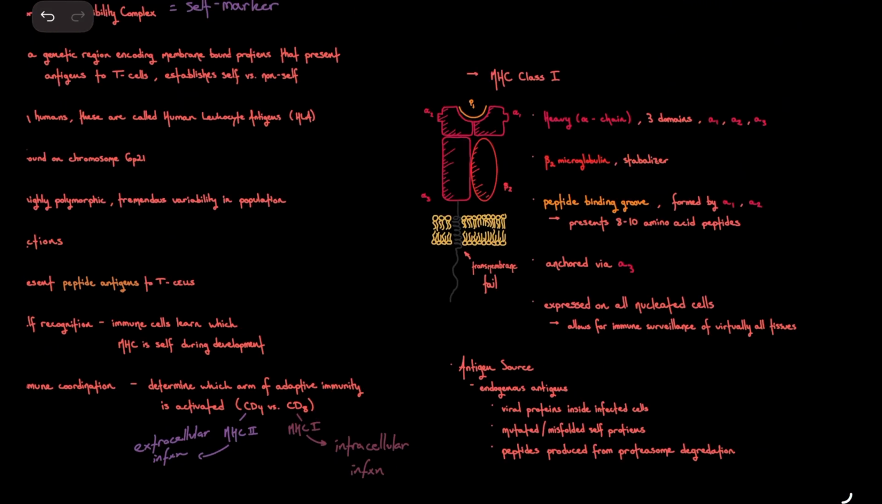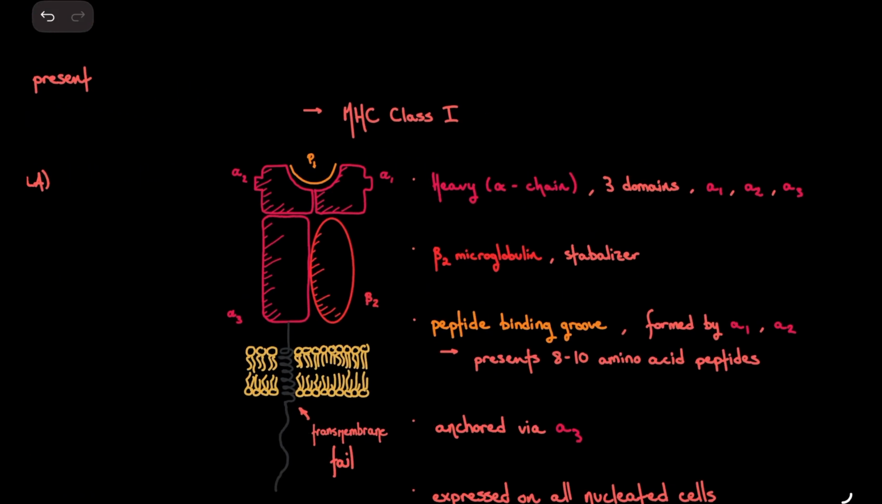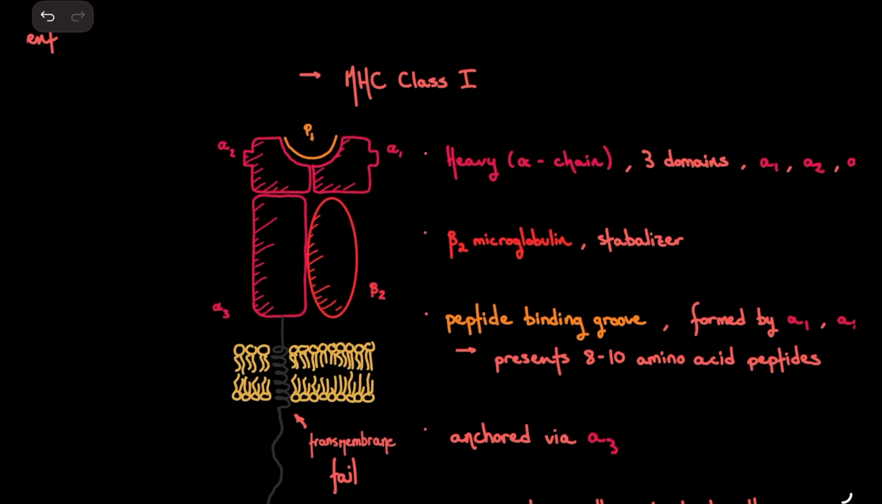All right, let's break it down. What do I mean by MHC1 and MHC2? Let's start with MHC class 1. So this is the look that we're going for: 3 alpha domains supported by one big old beta chain.